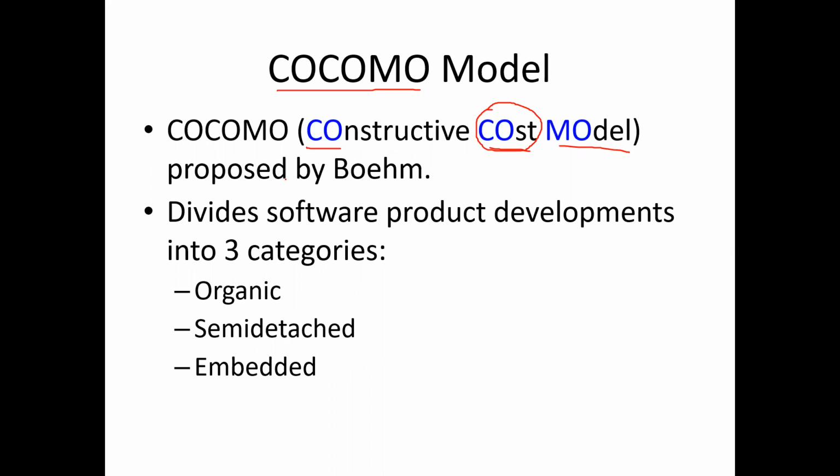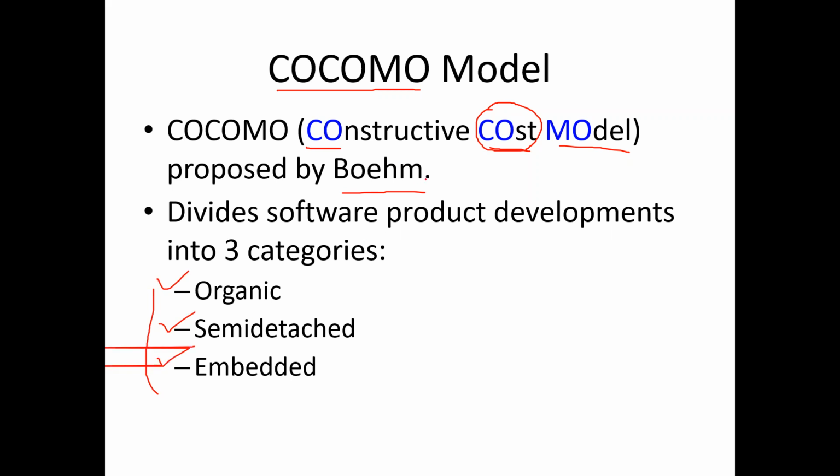Now this particular model was proposed by Boehm. That is the constructive cost model. So what you have to do is this: the product you are developing is divided into three categories. If you are making an antivirus, or an ERP-like software, or a VLC media player-like software, these softwares may be categorized into these three categories: one is organic, second is semi-detached, and third is embedded.